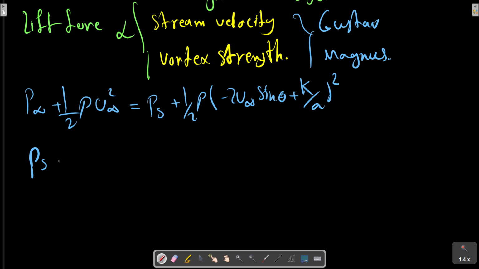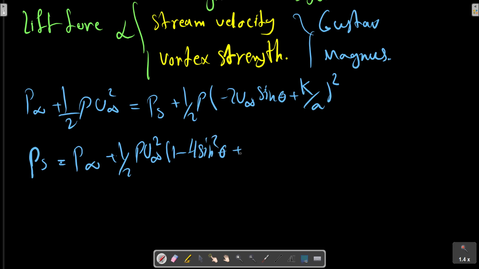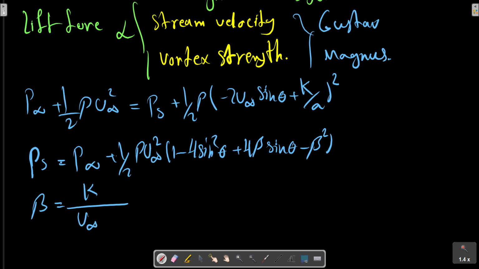P_s can be obtained as this relation: P infinity plus one half rho U infinity squared times one minus four sine squared theta plus four beta sine theta minus beta squared, where K is as defined and P infinity is the free stream pressure.